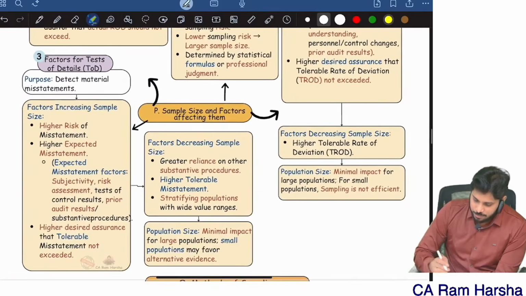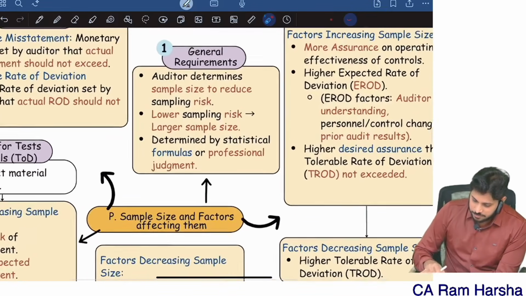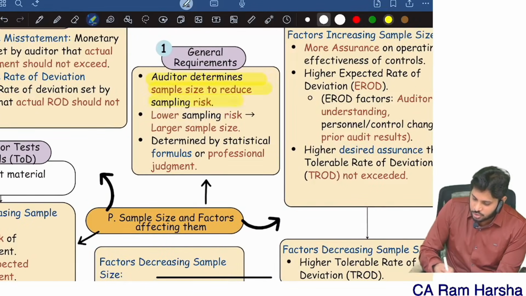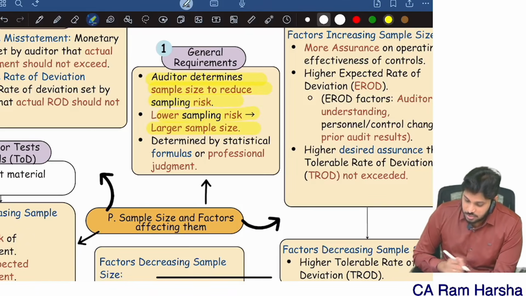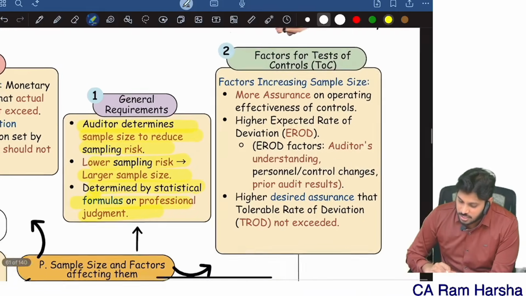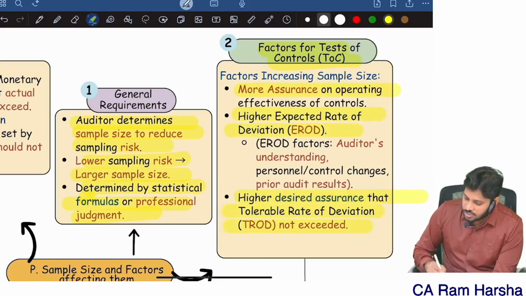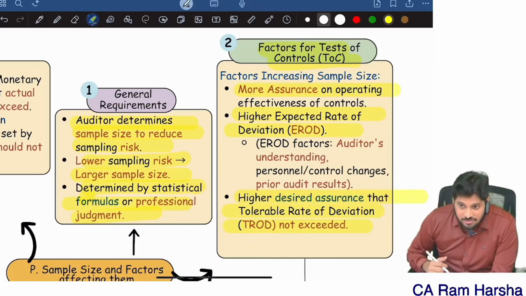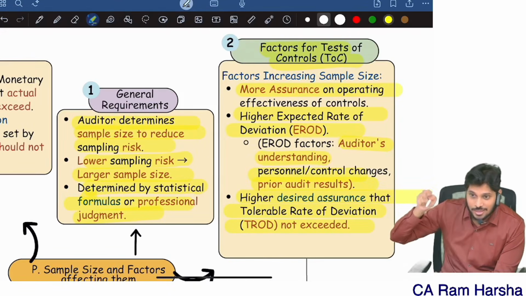Next, sample size and factors affecting them. Sample size: the auditor decides sample size to reduce sampling risk. Lower the risk, larger the size. So sample size is decided by scientific formulas and professional judgment. Factors for test of control: more assurance, higher expected rate of deviation, higher desired assurance the auditor wants. These are various factors. Yes or no? Expected rate of deviation, auditor's understanding of the business, personnel changes, prior audit results, all that, remember.